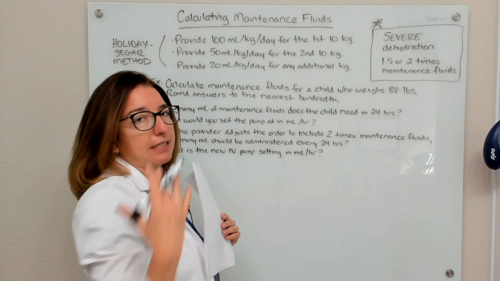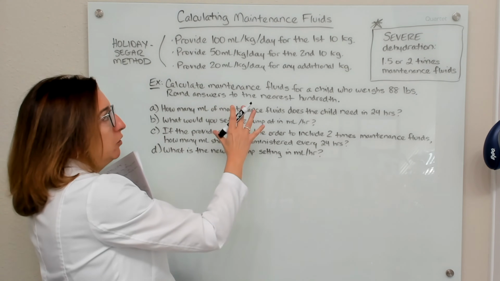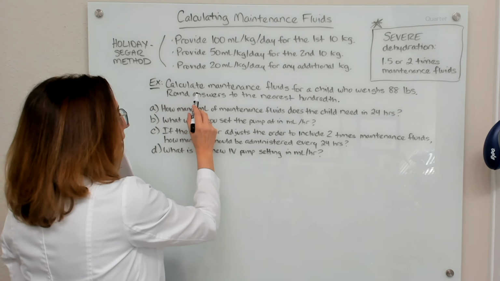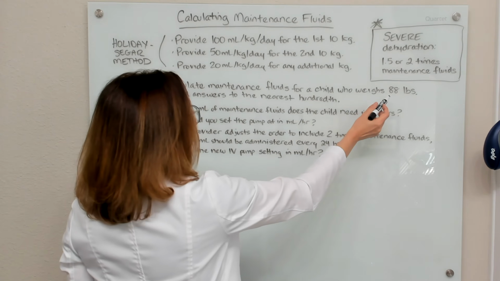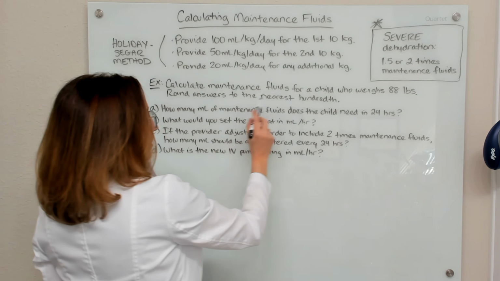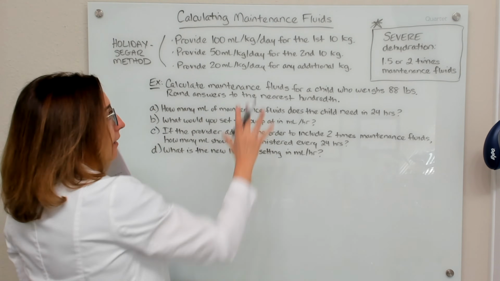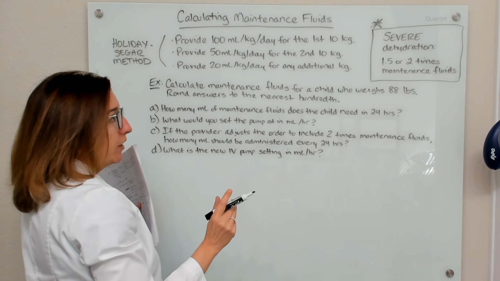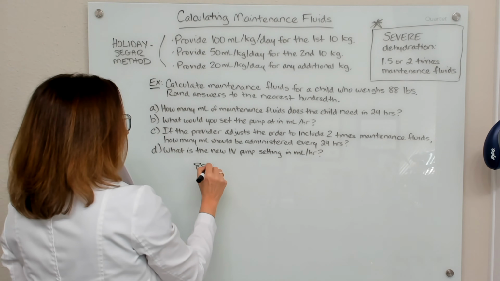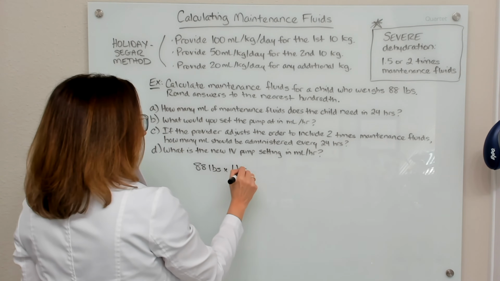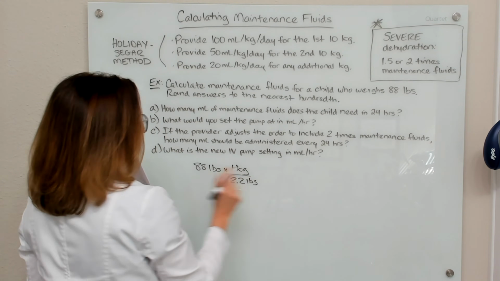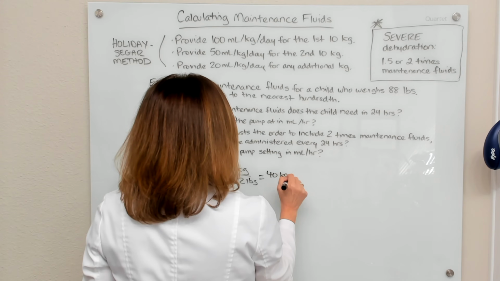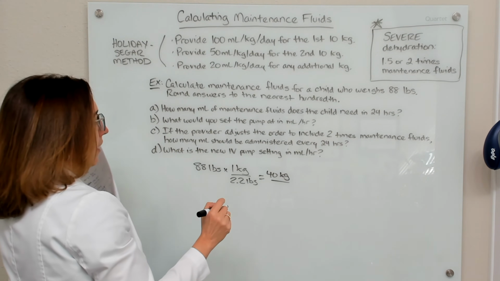So we're going to work through an example problem so you can get comfortable and familiar with this type of calculation. In our example problem, we are being asked to calculate the maintenance fluids for a child who weighs 88 pounds. And we need to round our answers to the nearest hundredth. Right out of the gate, in order to use this method, we need to get our patient's weight to kilograms. So we would take 88 pounds, multiply times the conversion factor, basically dividing by 2.2, and that would give us the patient's weight in kilograms. So our patient weighs 40 kilograms.